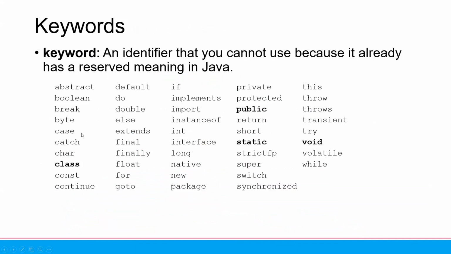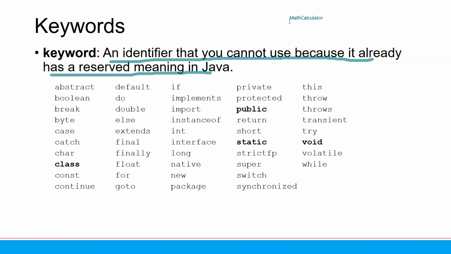In Java, there are many keywords. Those are the keywords that you cannot use. A keyword is an identifier that you cannot use because it already has a reserved meaning in Java. So when you want to make your Java class, as I mentioned to you, you can create your Java class as you want. You can make a math calculator like this one.